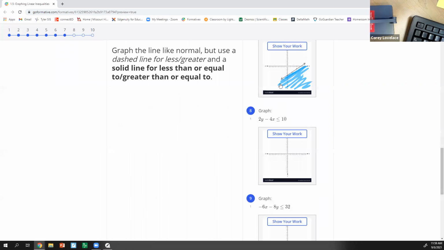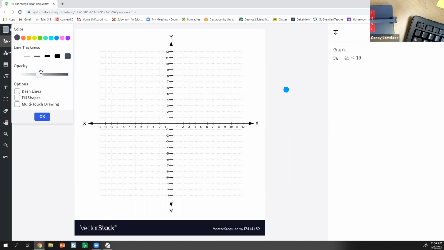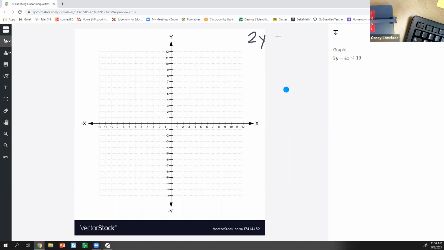Next two, we're going to do a little bit of work first because we can't graph these the way they are. So we need to figure out what the slope-intercept form would be. So I would start with rewriting and then do the algebra, add 4x. So 2y would be less than or equal to 4x plus 10. Divide everything by 2. We're dividing by a positive, so I do not change the sign.